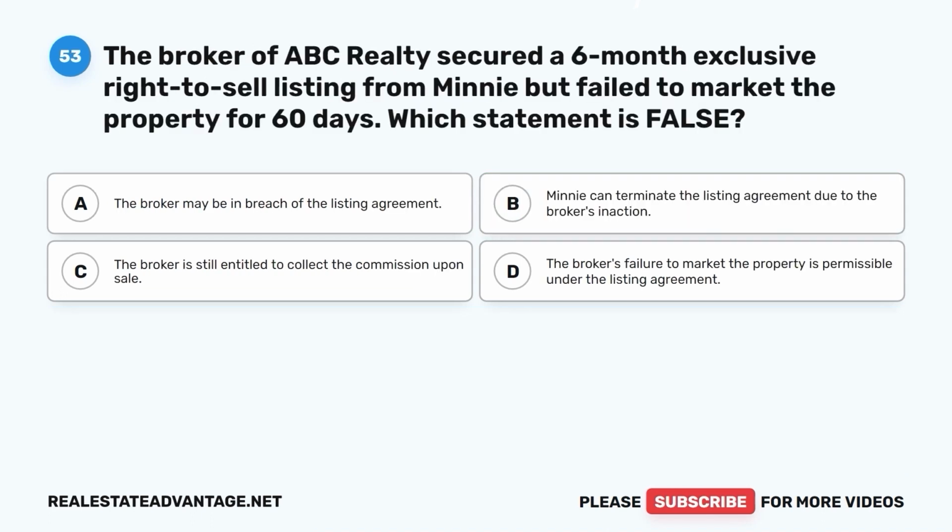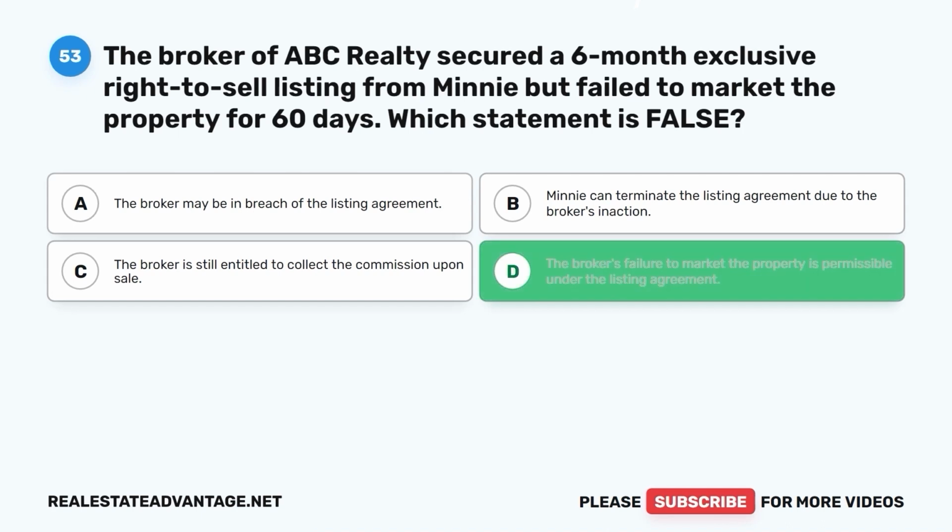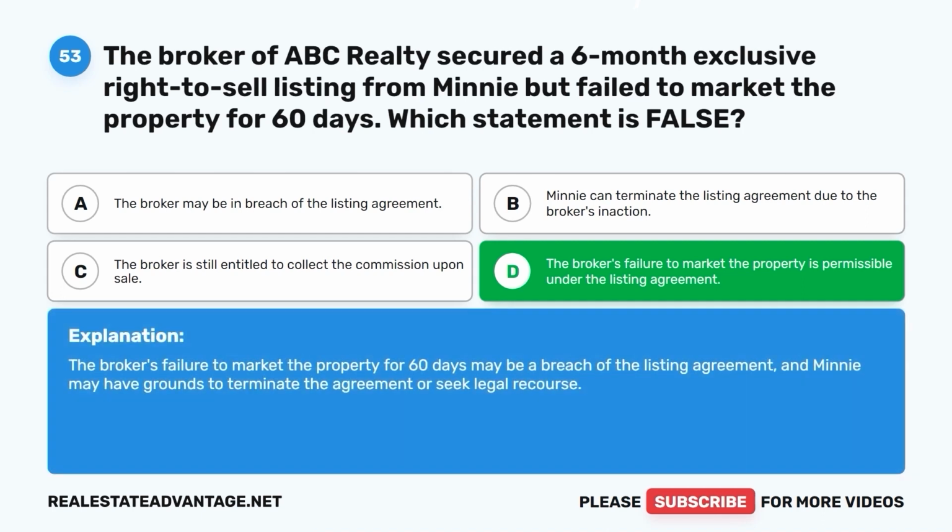Question 53. The broker of ABC Realty secured a 6-month exclusive right to sell listing from Minnie, but failed to market the property for 60 days. Which statement is false? A. The broker may be in breach of the listing agreement. B. Minnie can terminate the listing agreement due to the broker's inaction. C. The broker is still entitled to collect the commission upon sale. D. The broker's failure to market the property is permissible under the listing agreement. The correct answer is D. The broker's failure to market the property is permissible under the listing agreement. The broker's failure to market the property for 60 days may be a breach of the listing agreement, and Minnie may have grounds to terminate the agreement or seek legal recourse.